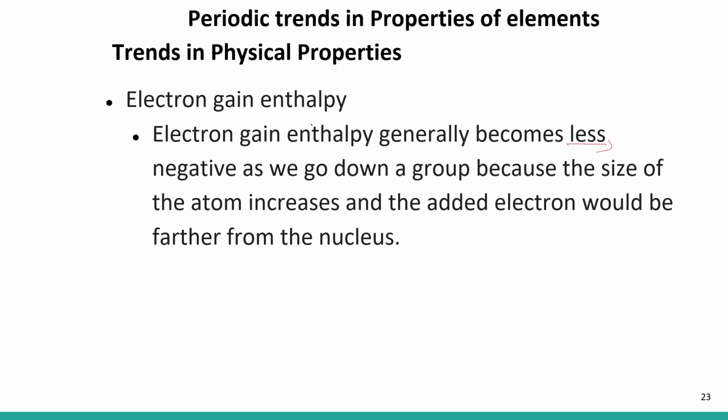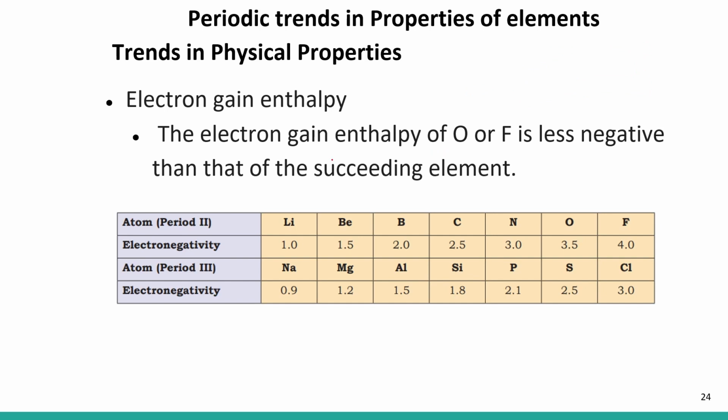So down a group it will decrease. I have discussed it earlier also. If we move down a group, it will decrease. If we move to the right side, then it will increase. The negative value, the absolute value, will increase, you can say. Now, the next thing is that the electron gain enthalpy of oxygen or fluorine is less negative than that of the succeeding element.